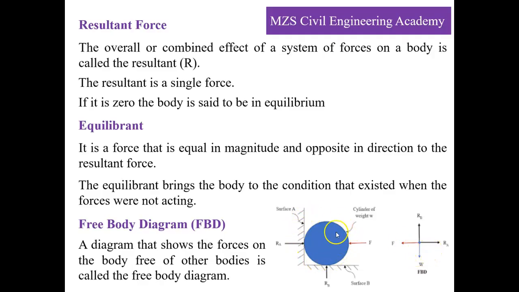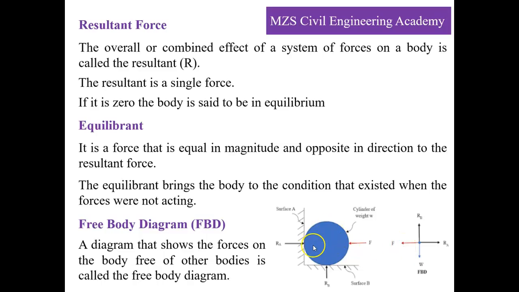Replace the entire body with a rigid point. On this rigid point, we are going to show the action of the forces, like the reactive force RA. The reactive force from surface A is represented going towards the right-hand side. Similarly, the reactive force developed at surface B is shown going upward.